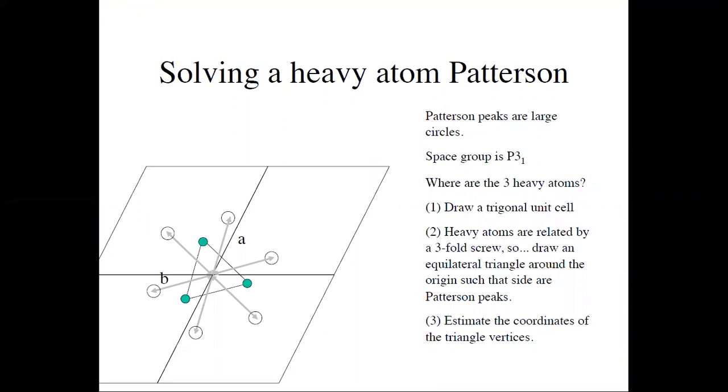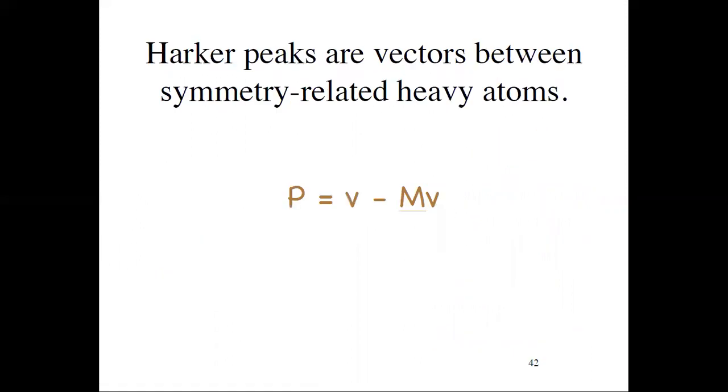So this is the peak of the large circle for space group P3 1, where the trigonal unit cell heavy atoms are related by threefold symmetry. This is a threefold in the triangular shape. This would be a screw at the equilateral triangle around the origin, such that the sites or peaks are known as Patterson peaks. Estimate the coordinates of the triangle vertices. So Harker peaks are vectors between symmetry related heavy atoms, that is P equal to V minus M of V.